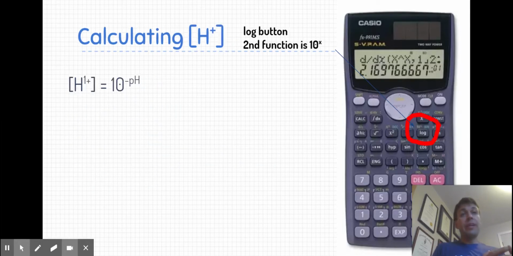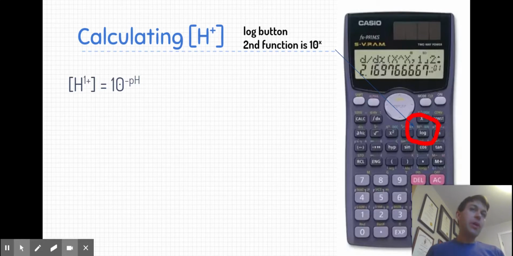If we want to go in the reverse direction, if we know the pH and want to figure out what the concentration of hydrogen ions is, we use this equation. Hydrogen ion concentration is equal to 10 to the negative pH. I find that the best way, which avoids most calculation errors, is by using the second function button. So the second function of the log button on most scientific calculators is 10 to the x, which is what we want.